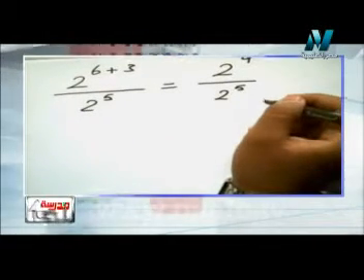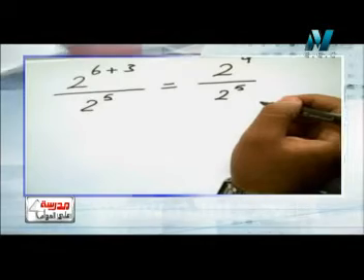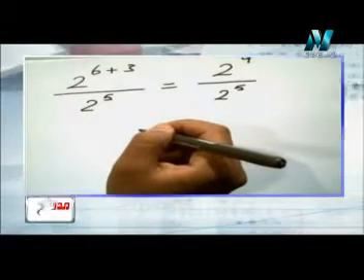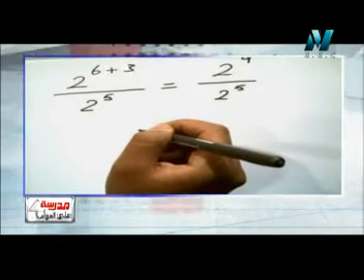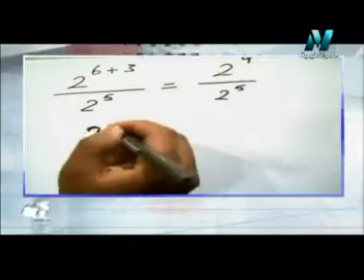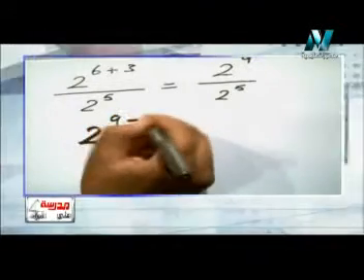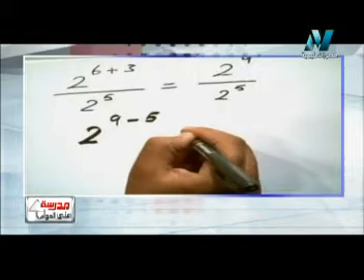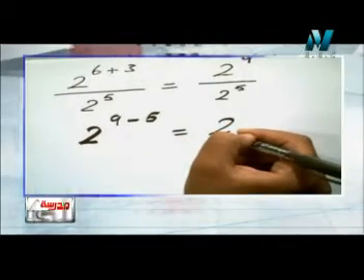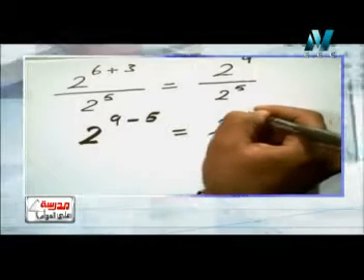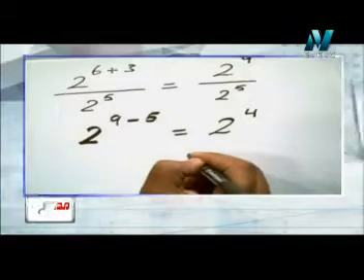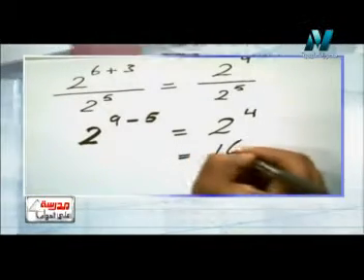2 power 9 over 2 to the power 5, dividing. When dividing like bases, we put the same base 2 and subtract their powers. 9 minus 5 equals 4. And we can use a calculator to find the result. 2 to the power 4 equals 16.